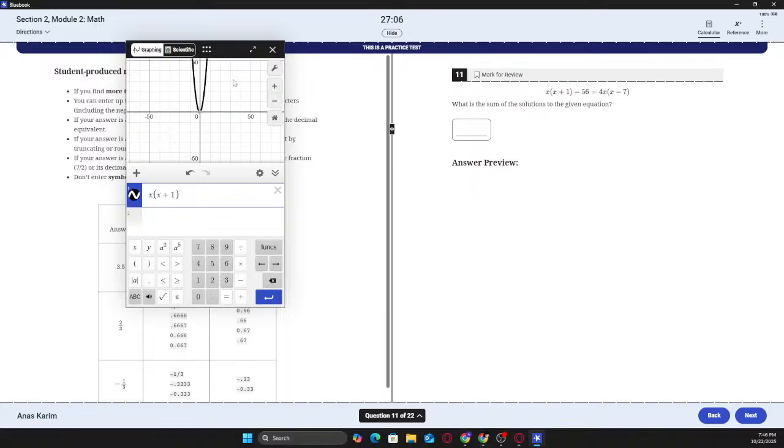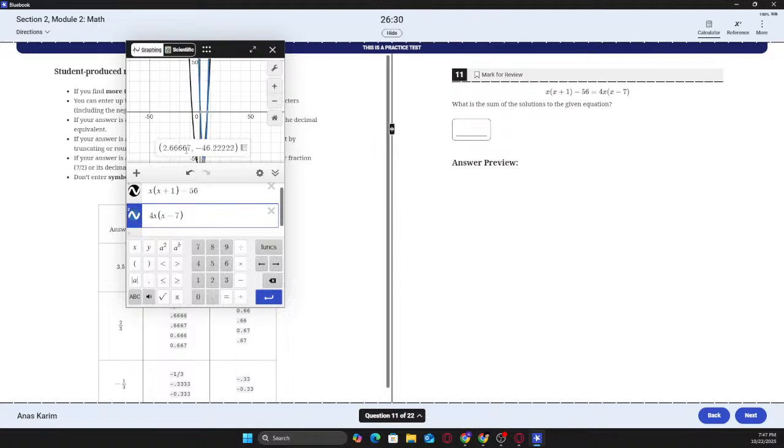So x plus 1, you know, do that. Minus 56. 4x1, x1, minus 7. So we're, oh shoot. We gotta, it doesn't even let me copy and paste. That's wonderful. 4x x minus 7. So it says the sum of the solutions, so you gotta see, okay, what 2 times does it cross?